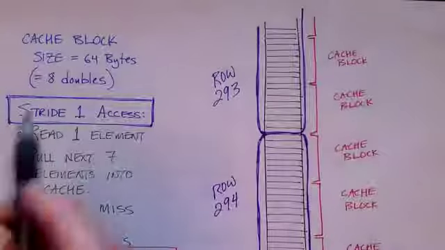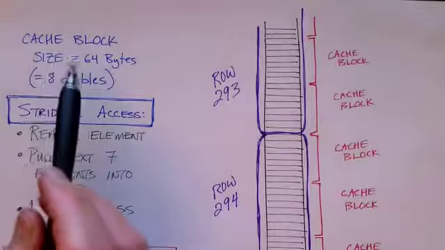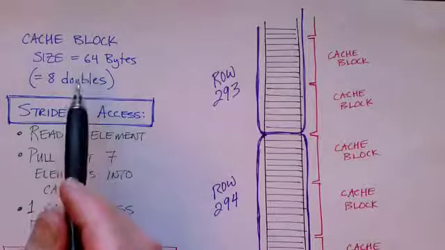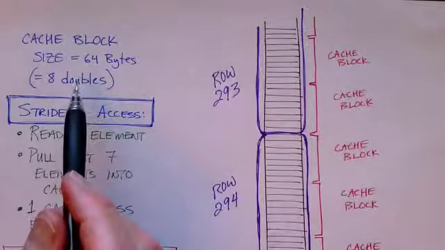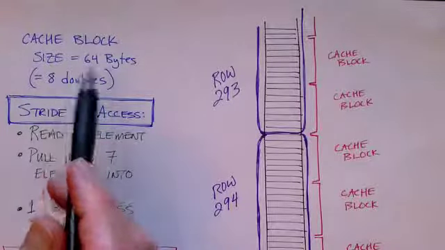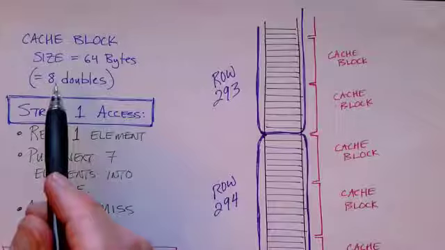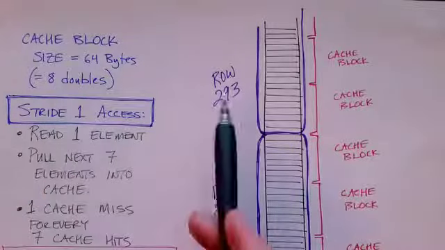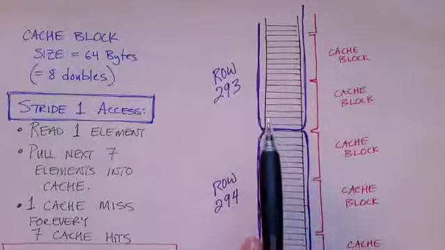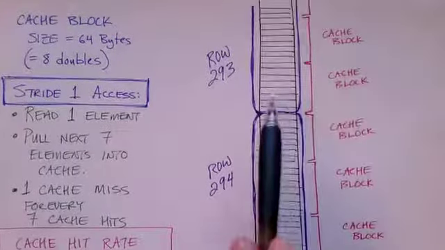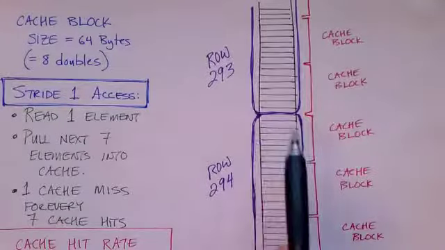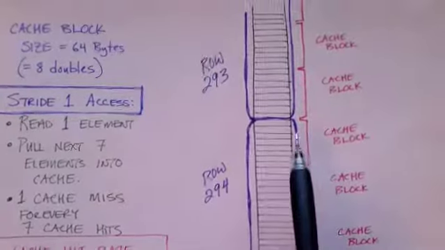Let's look at an example that's maybe more realistic. So we'll assume that our cache block size is 64 bytes. Each double precision floating point number is 8 bytes. So what this means is each cache block can hold 8 doubles. And let's imagine we've got just a really enormous array. And here I'm showing just a fragment of the array. Here's part of row 293, and here's the first part of row 294.